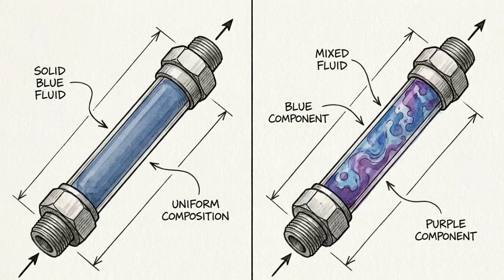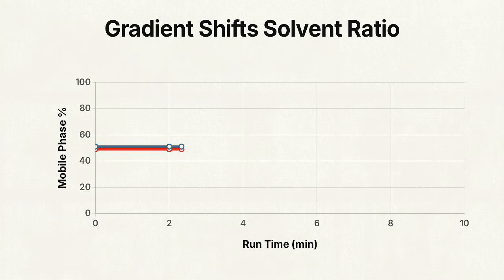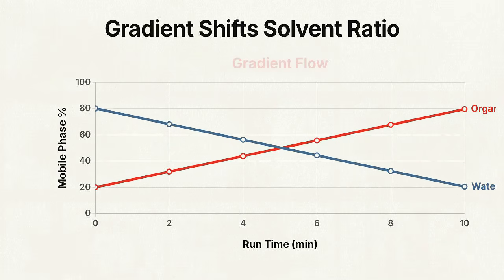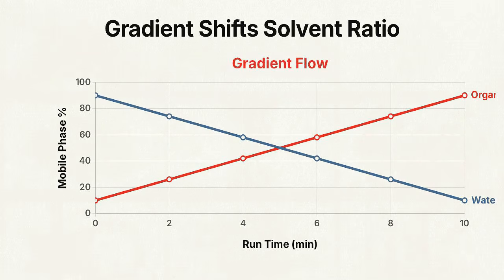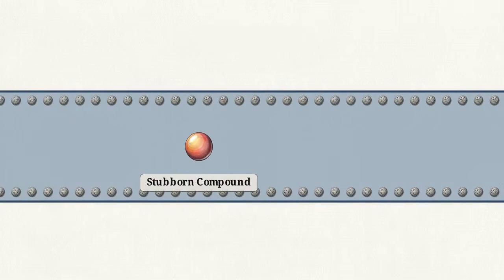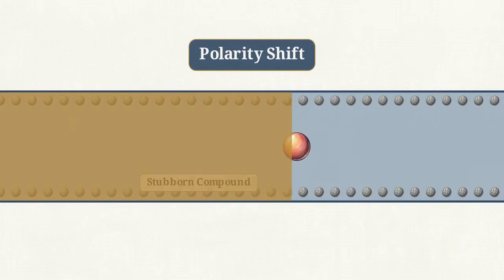As the pump draws solvent, it can run in two different modes. If it pulls a single, unchanging mixture of solvent for the whole run, that's called an isocratic flow. If it actively changes the ratio of solvents over time, say starting with mostly water and gradually increasing the organic solvent, that is a gradient flow. Gradient flow is almost always preferred. By shifting the chemical polarity of the mobile phase mid-run, you force stubborn compounds to move faster, which sharply reduces the total time needed to finish the separation.